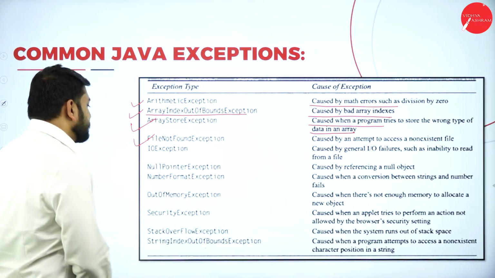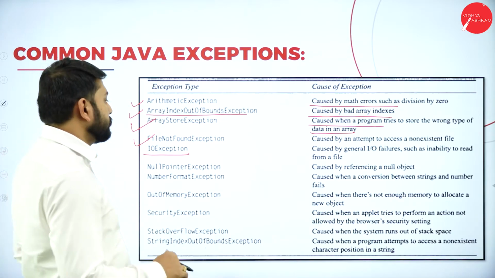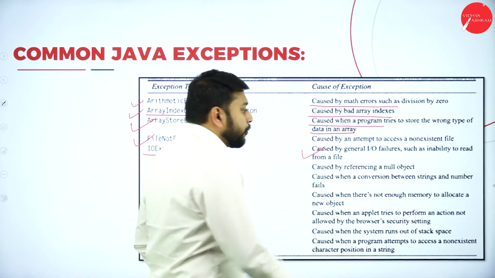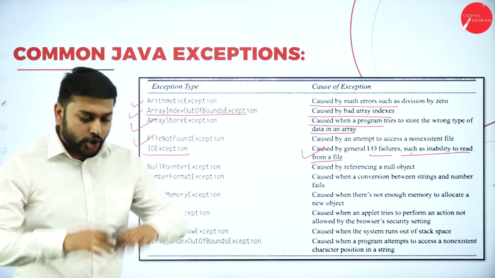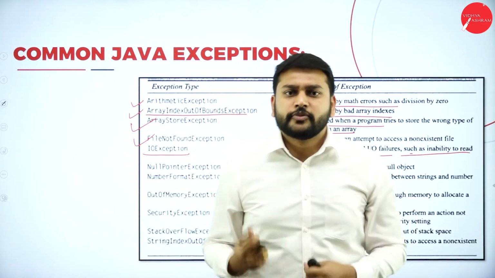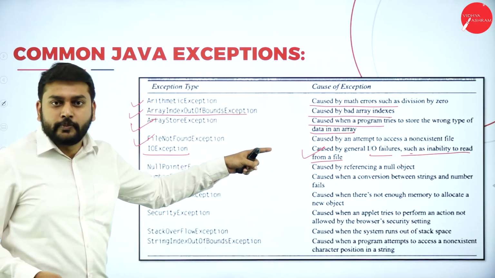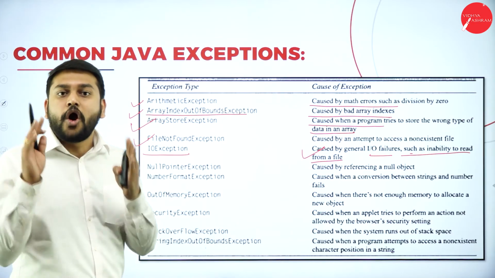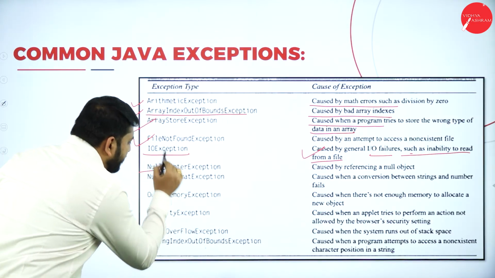Moving forward to the next exception, IOException, input output exception. So guys, this is caused generally by input output failures, such as inability to read from or write to a file. That's what you need to remember. Say, for example, I need to read the data from the file, but I'm not able to read it or write it. At that point of time, I will be getting this exception.